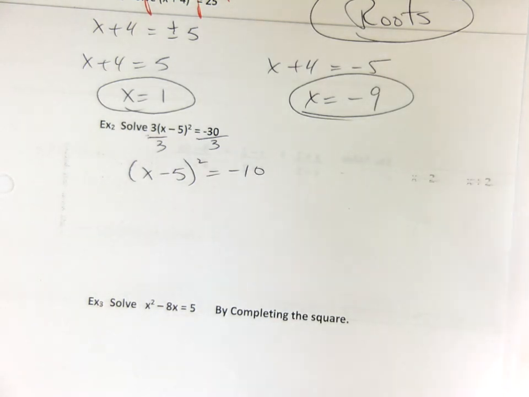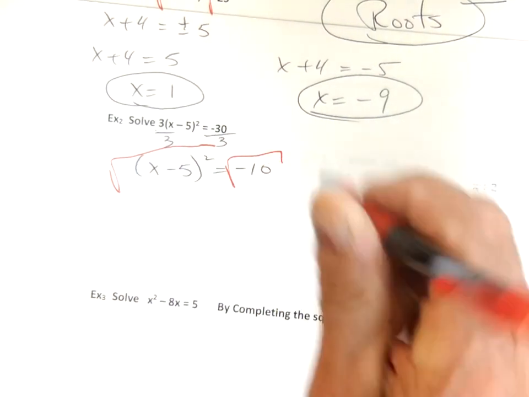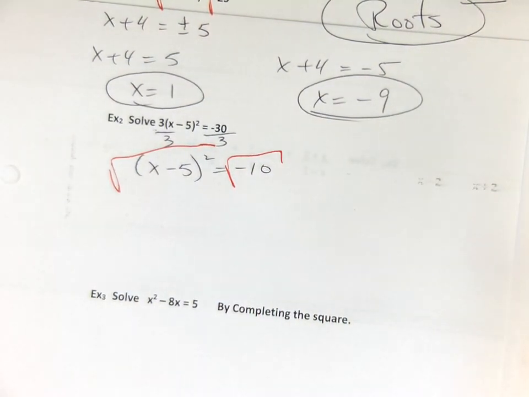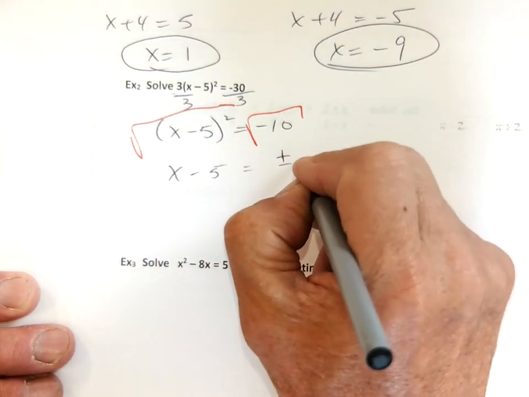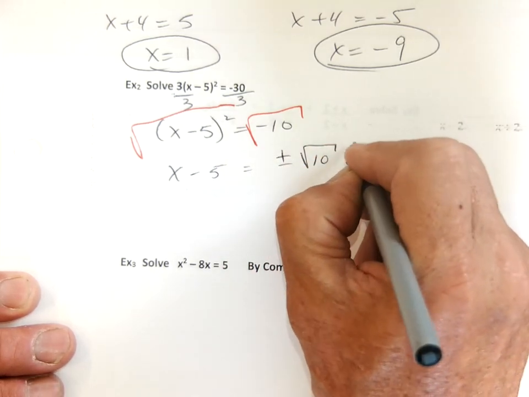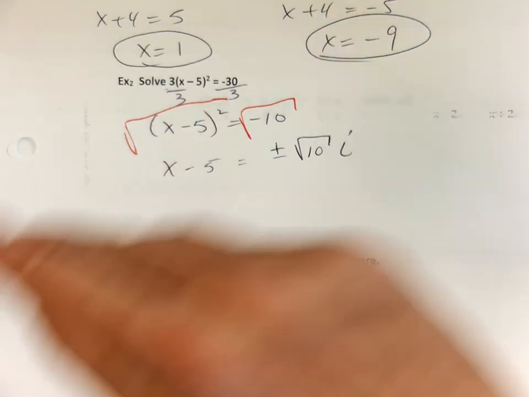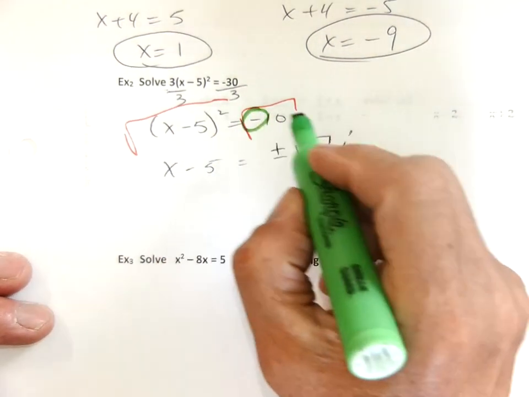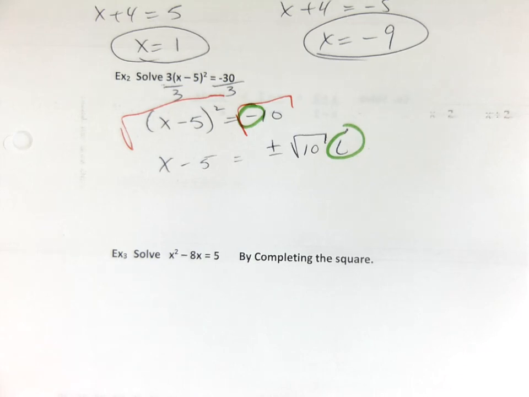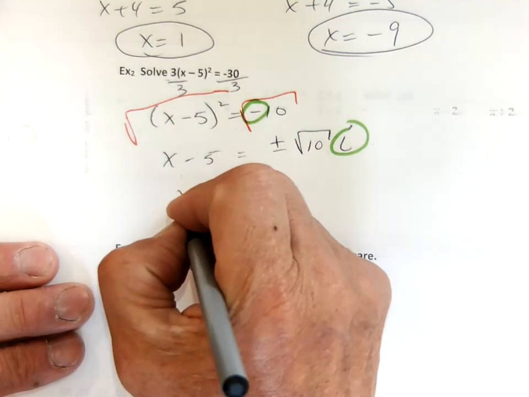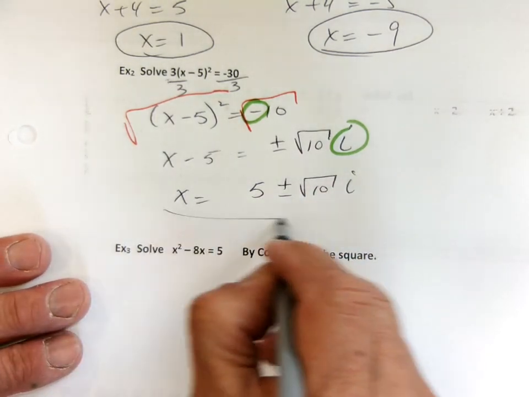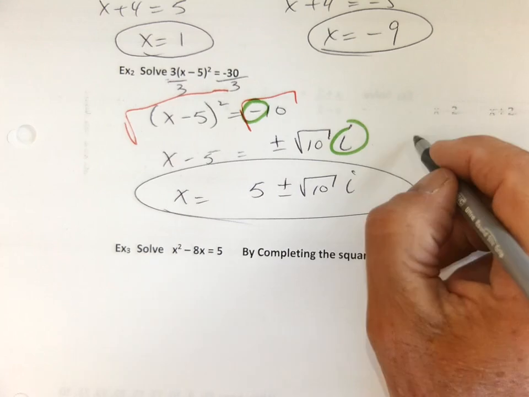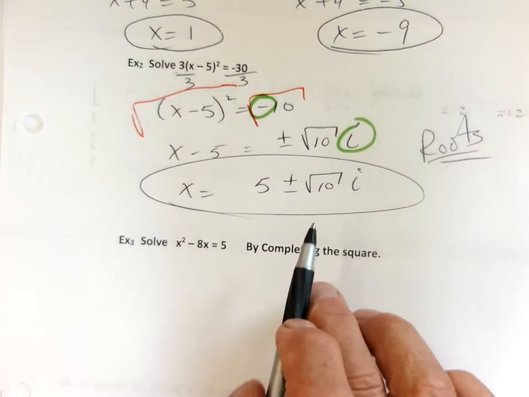Square root, you guys agree? How many answers? 2. x minus 5 equals plus or minus the square root of 10i. Where did I get my i from? You know where I got my i from, right? Right there, and it is outside of the square root. Now I'm almost done. Just go plus 5, plus 5. 5 plus or minus the square root of 10i. What do you think? There are my 2 roots, and I'll call them roots, especially once we start to get into i's, okay?